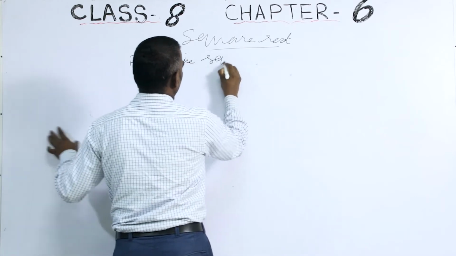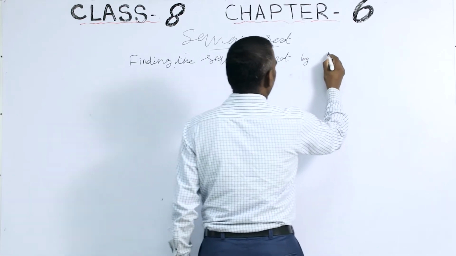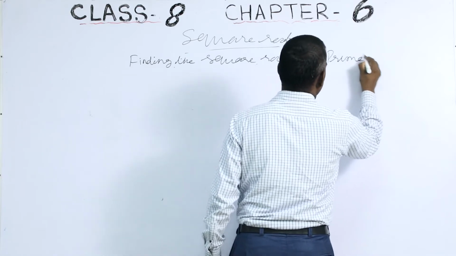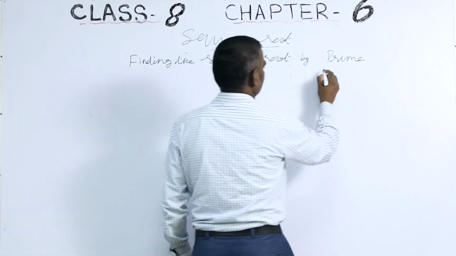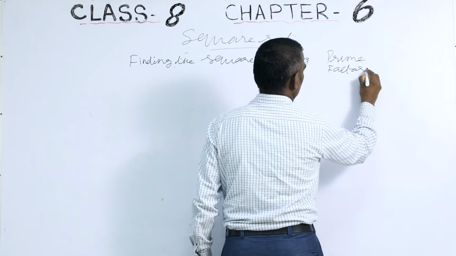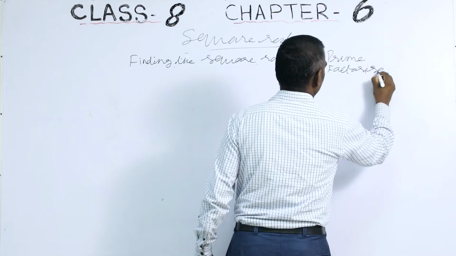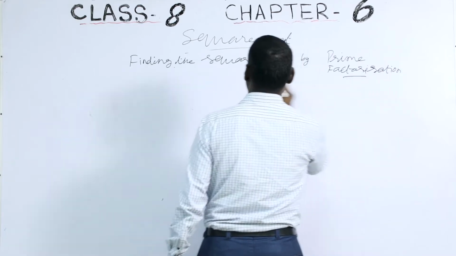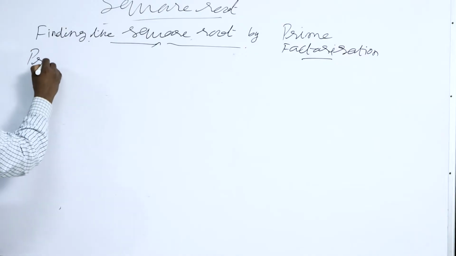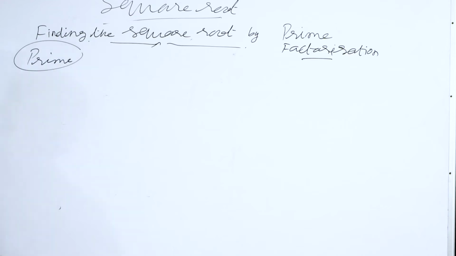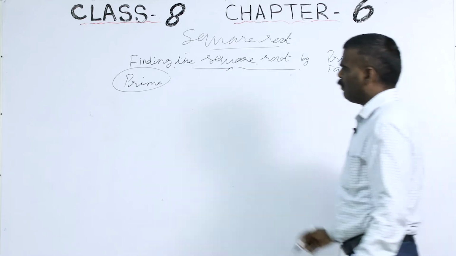Finding the square root by which one? Prime factorization. The word prime. You should know the meaning of the word prime, then only you can go. Prime number.